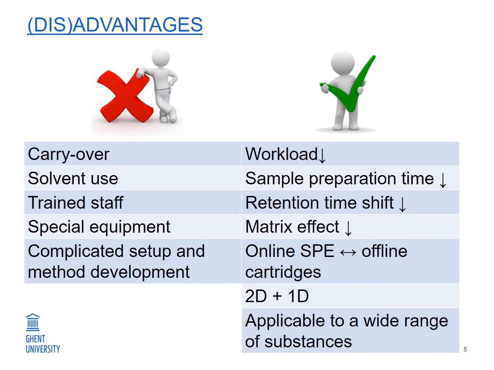On the other hand, workload is greatly reduced. Also, sample preparation time, retention time shifts and matrix effects are decreased. The use of one online SPE column is much cheaper than the use of separate cartridges. Next to the online SPE approach, the instrument can also be used for conventional LC analysis. And finally, this technology can be applied to a wide range of substances.